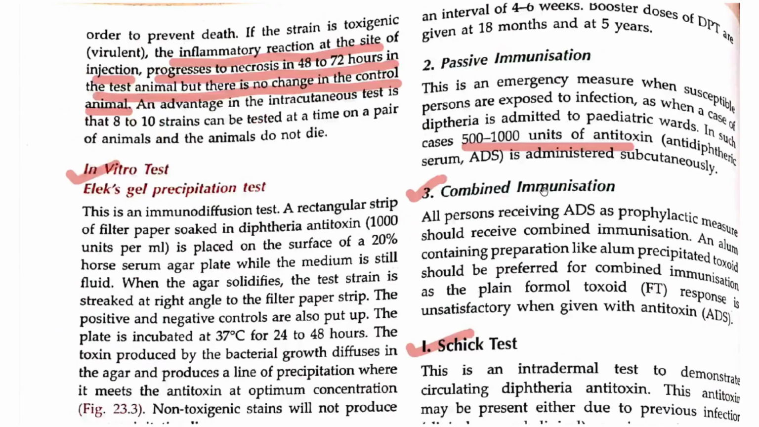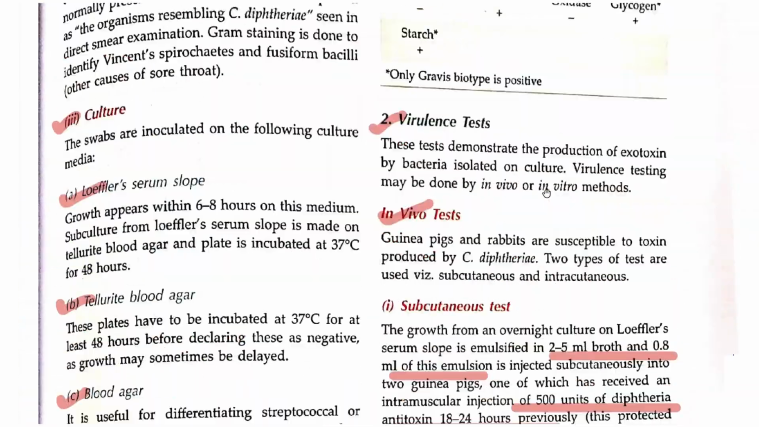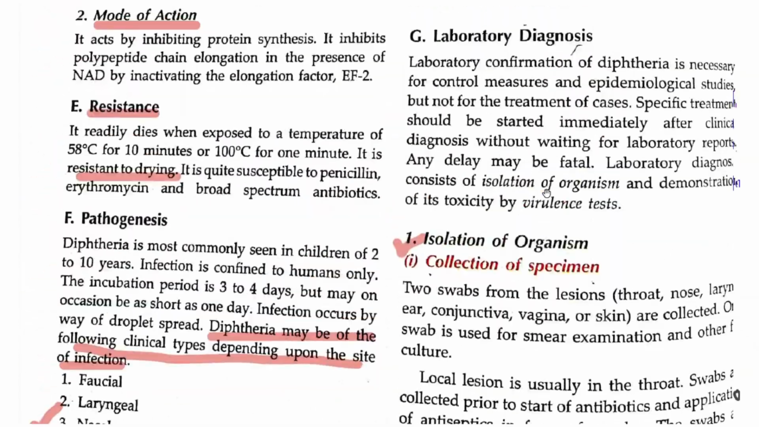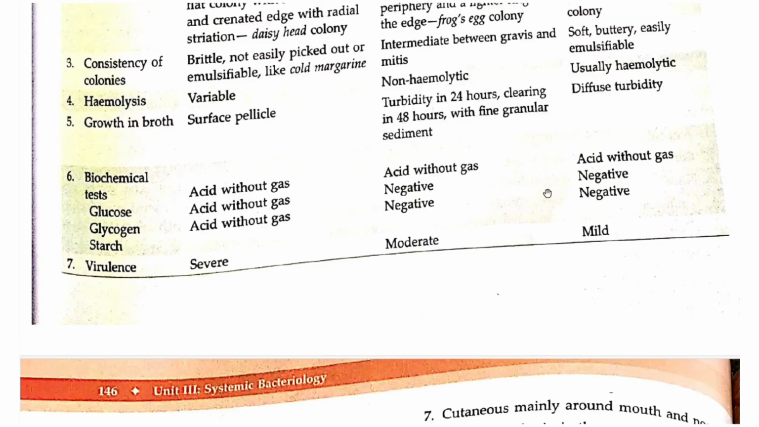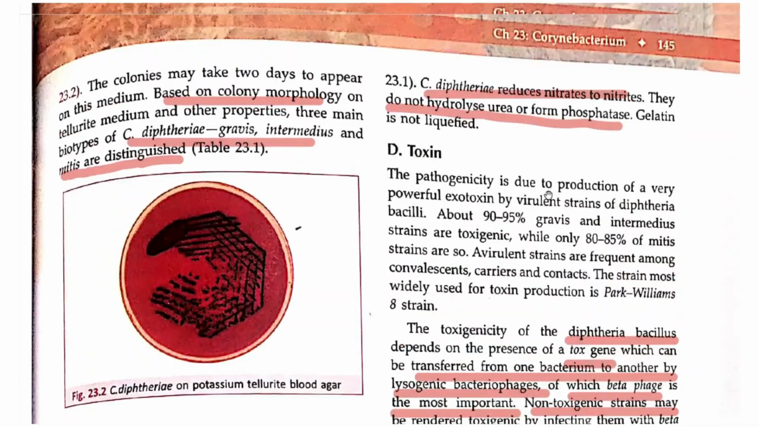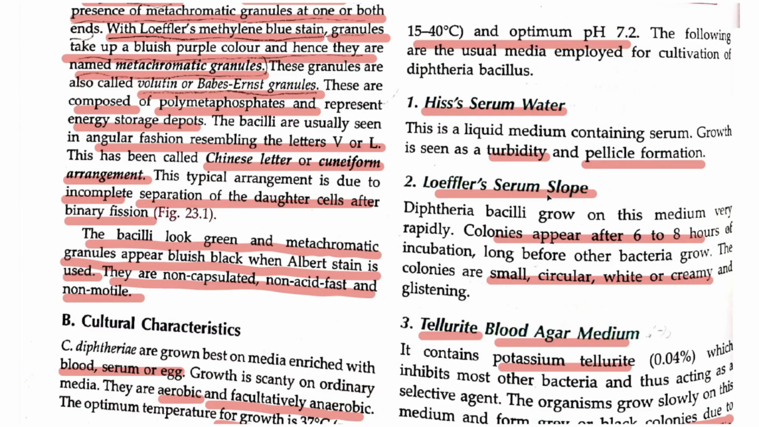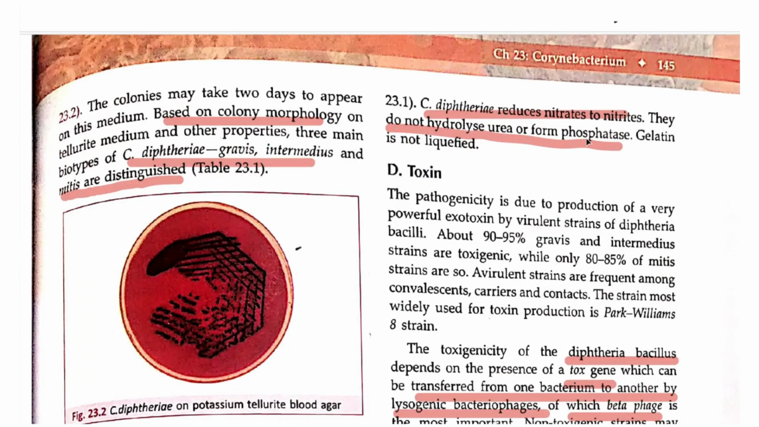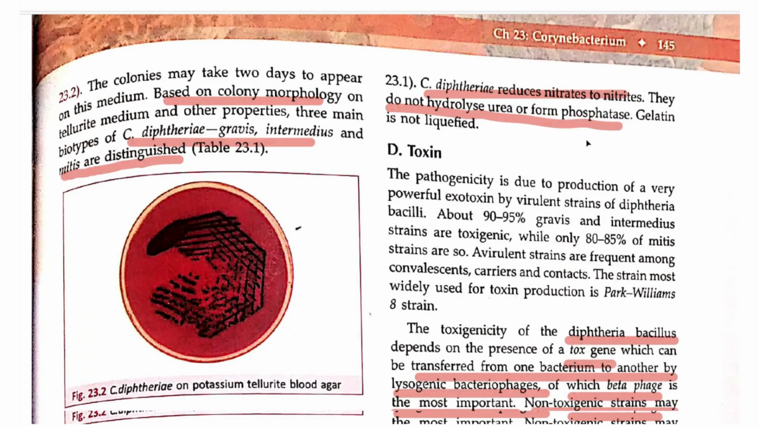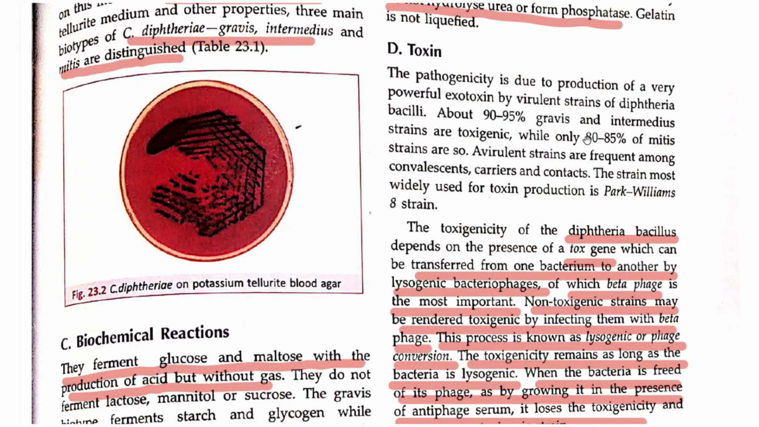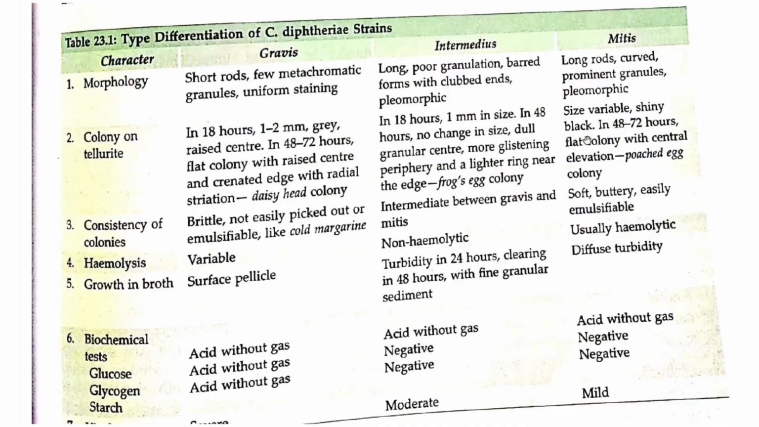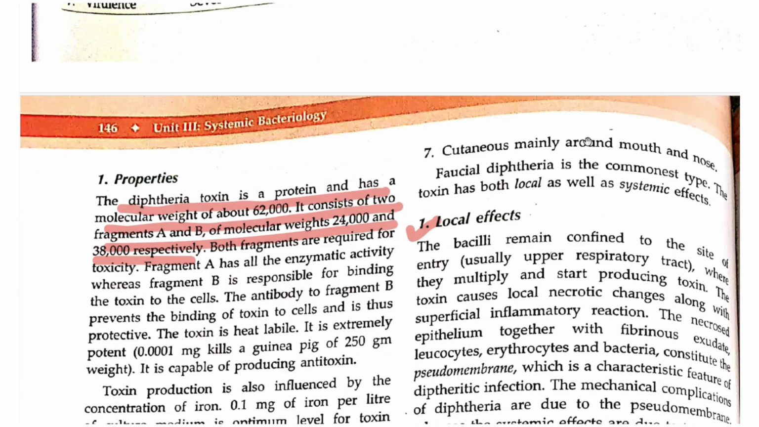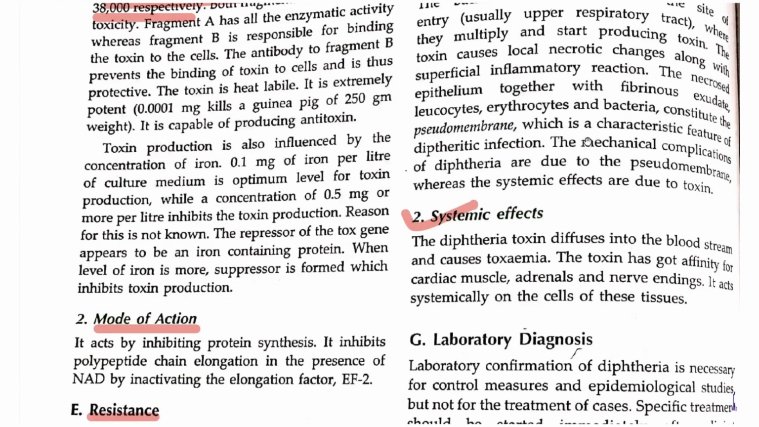So you will be starting your answer with the morphology of diphtheria, draw the diagram, then write all the different methods, that is Loeffler serum slope, Hiss method, blood tellurite agar, Hiss serum water for the cultivation. After the cultivation is done, you go ahead with the toxin. In the toxins, first you will write what are the different types of the toxin, the pathogenesis, properties, resistance of the toxin, and how the toxin spreads and what effects, that is the local and the systemic effects it causes.